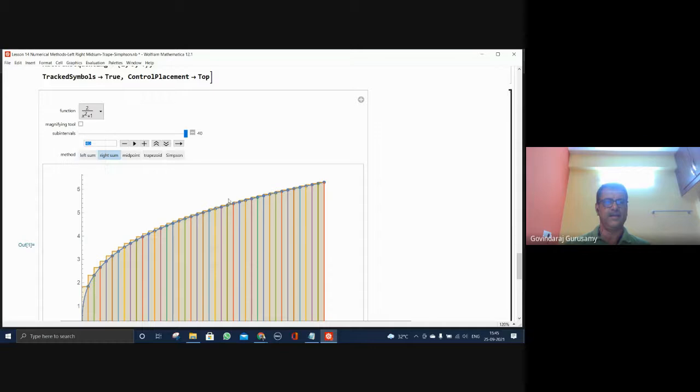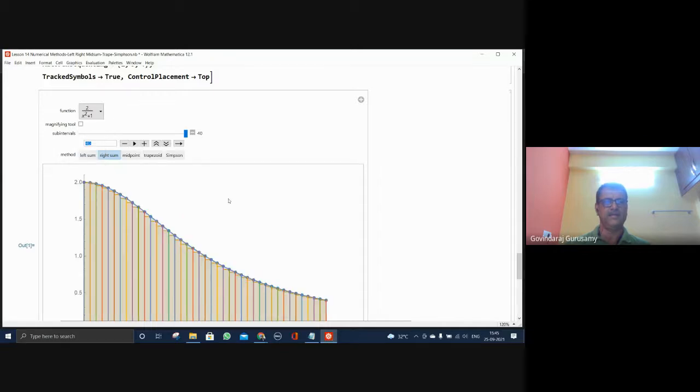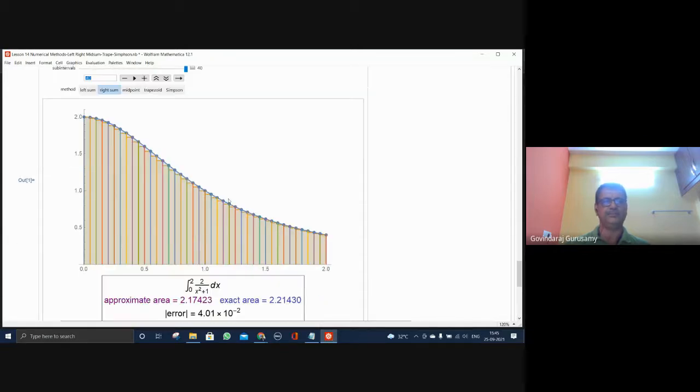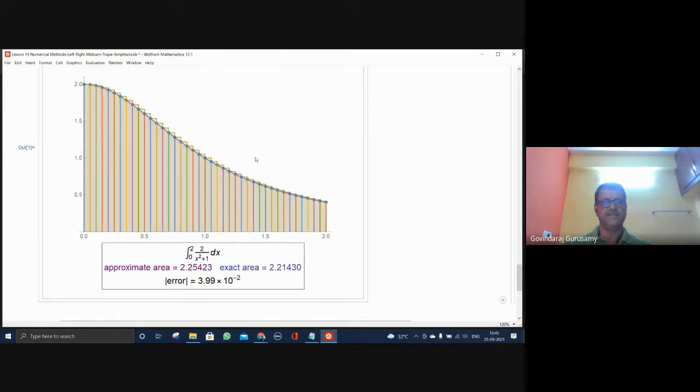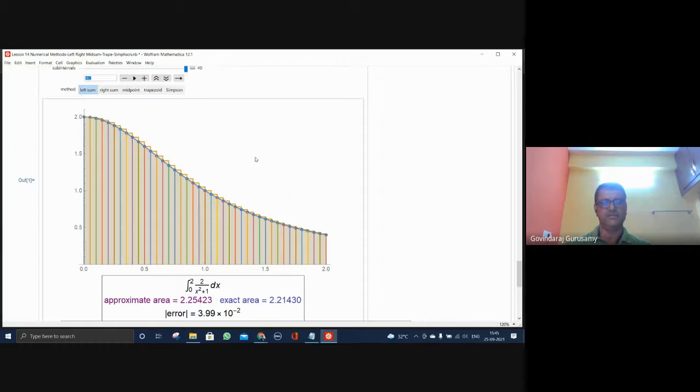Then now we have x divided by x squared plus 1. Okay, we start from left sum. With 40 points, 10 to the minus 2 seems to be okay. It's not too good. It's the same order, and the left and right are almost similar, varying only in the decimal part. How much is the difference? About 0.02 is the difference.